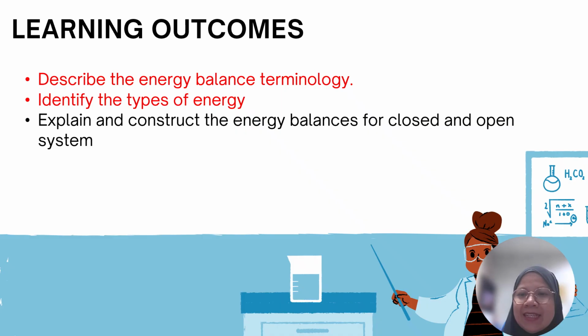Okay, so what are the learning outcomes from this chapter? You will be able to describe the key terminologies used in energy balances. Number 2, you will be able to identify the different types of energy that exist in a process. And finally, you'll be able to explain and construct the energy balance equation for both closed and open systems. This means that after today's session, you should not only know the theory, but also be able to apply it to engineering examples.